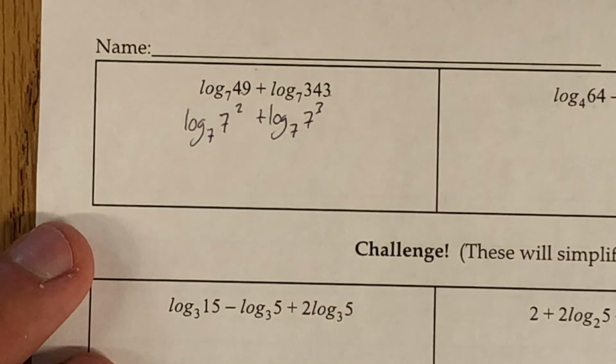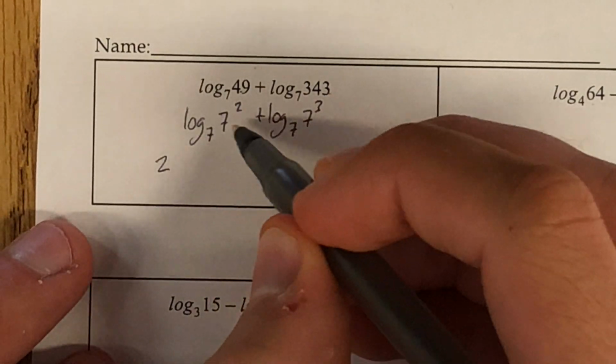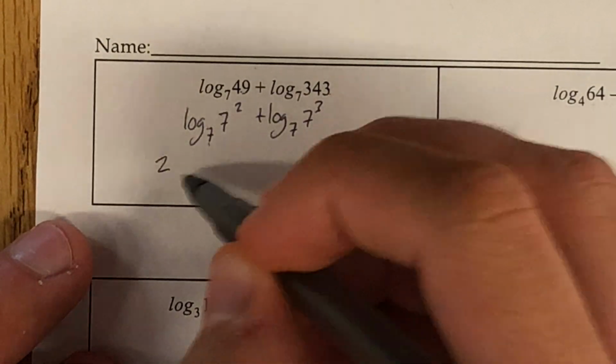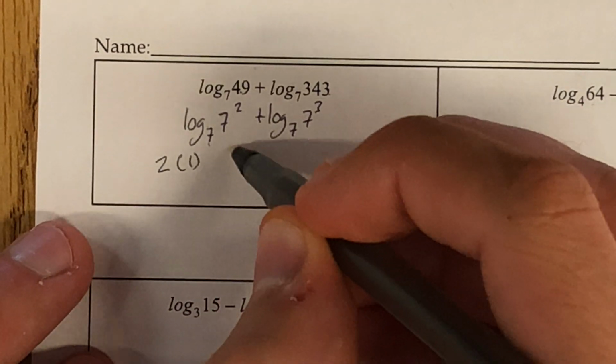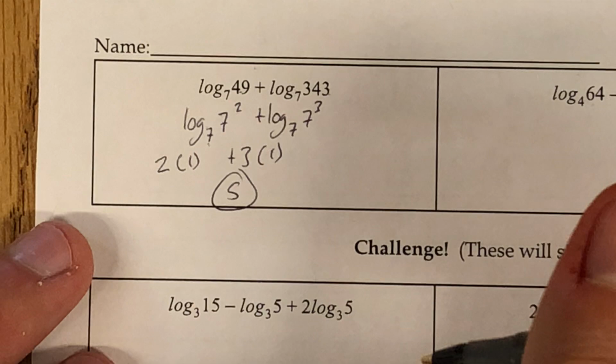So in this case, it's actually probably easier not to multiply because you bring the 2 out front, so 2 times log base 7 of 7, or just 2 times 1. You bring the 3 out front, or 3 times 1, 2 plus 3 is 5.